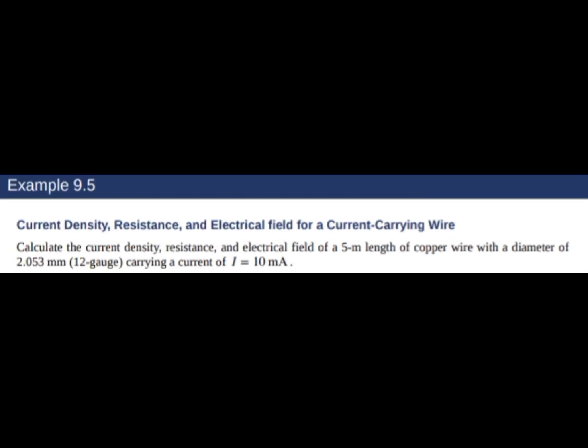Example 9.5. Current density, resistance, and electrical field for a current carrying wire. Calculate the current density, resistance, and electrical field of a 5 meters length of copper wire with a diameter of 2.053 millimeters, 12 gauge, carrying a current of 10 mA.